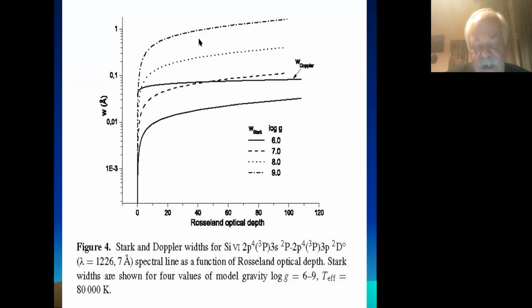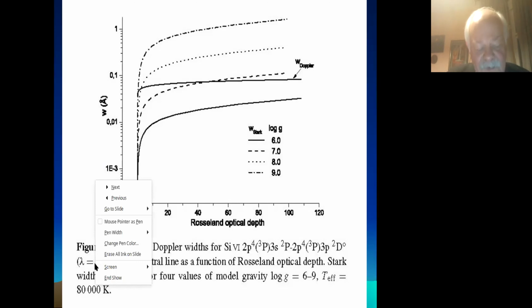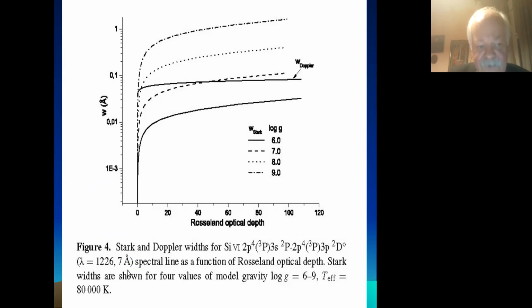And this is an investigation for the same lines for different models with different surface gravity. We can see this is a line in far UV, wavelength 1226.7 angstroms, and with increase of surface gravity, the influence of Stark broadening dominates, and this influence also dominates with increase of wavelength, so that, for example, in visible or in infrared, this domination is even more present.